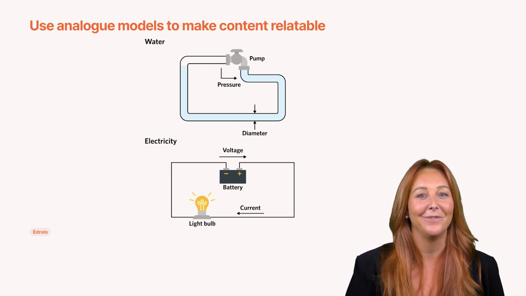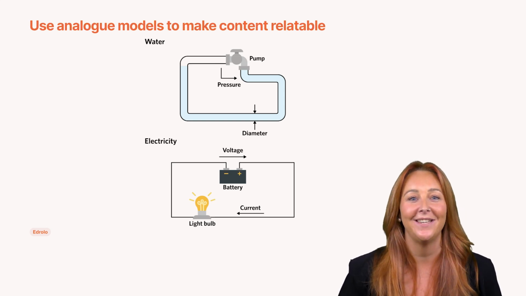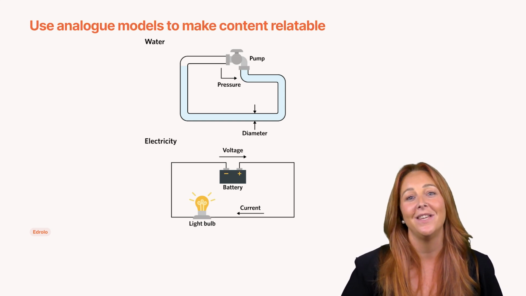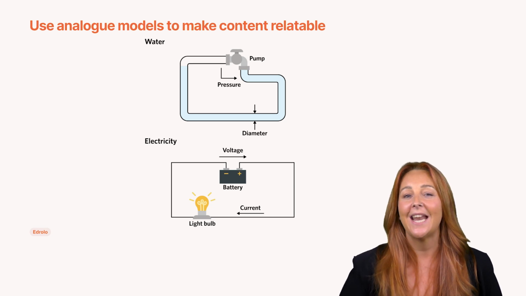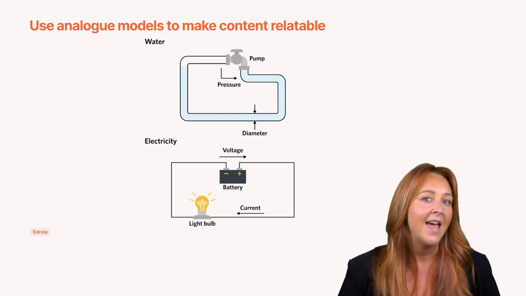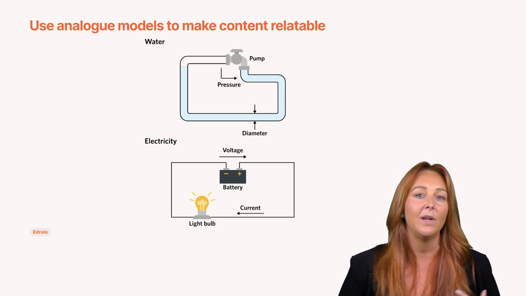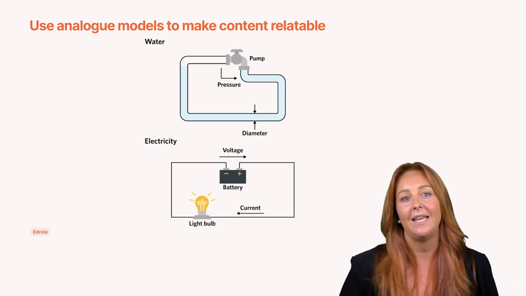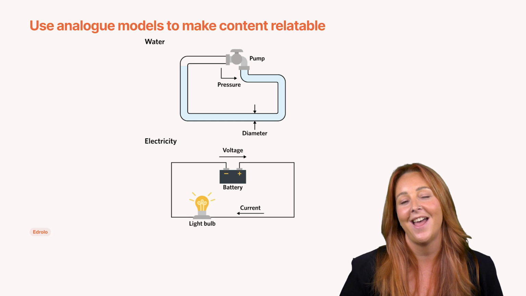Making science relatable to students is one of the best ways to get them engaged, and that's where analogue models come in. These are models that can take an abstract concept and relate it to something concrete and familiar. They help students build connections between the unknown and the known and make these ideas much easier to understand.